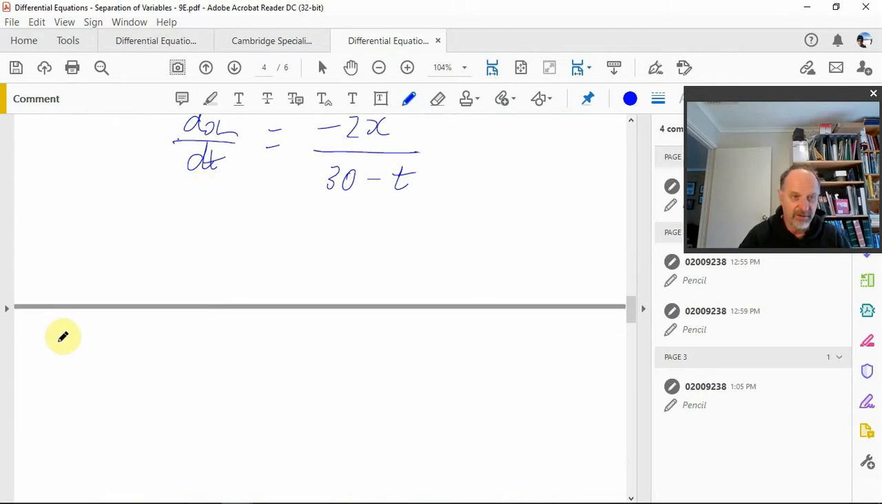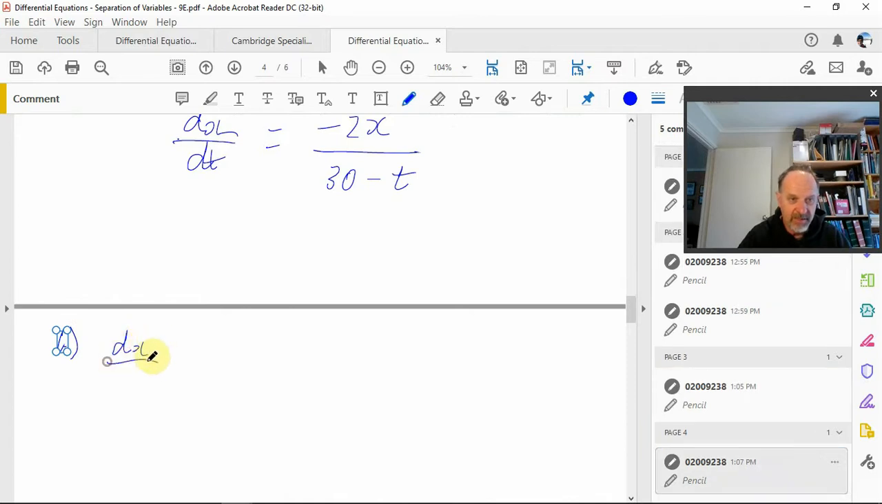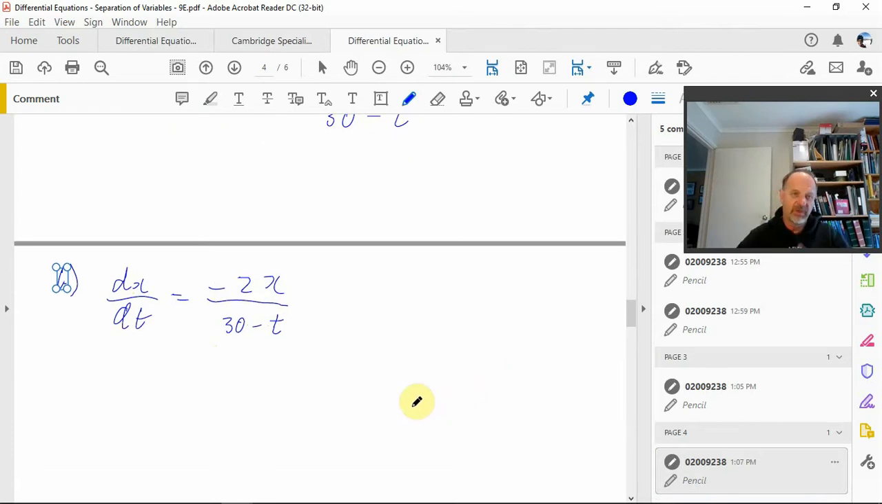So now we've got dx/dt is equal to negative 2x on 30 minus t. All right, so now we need to separate our variables. So we've got x and we've got t, and over here we've got a bit with x in it, we've got a bit with t in it. So we need to separate them.